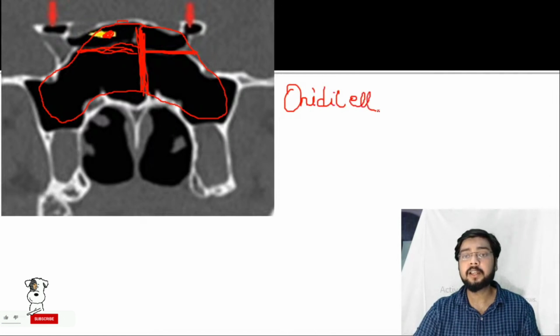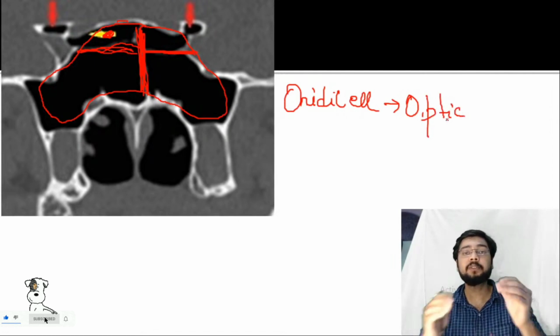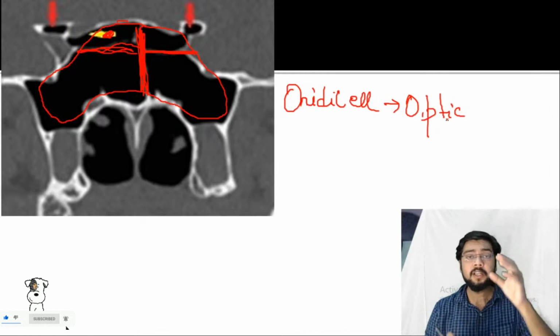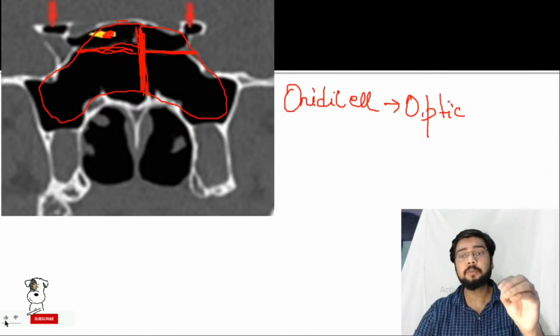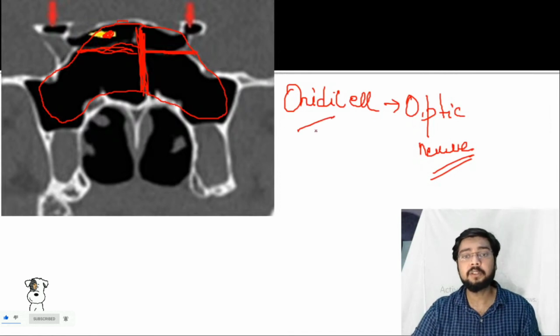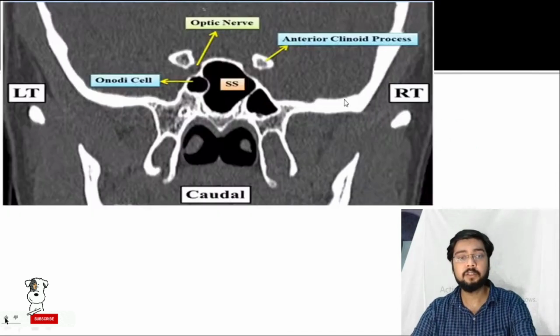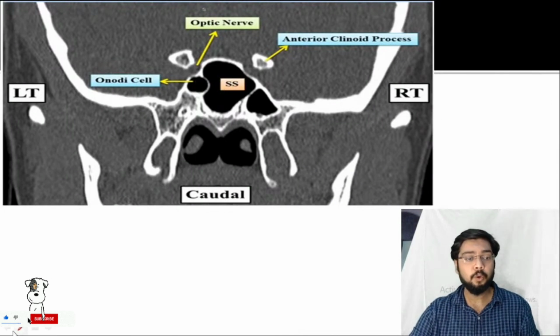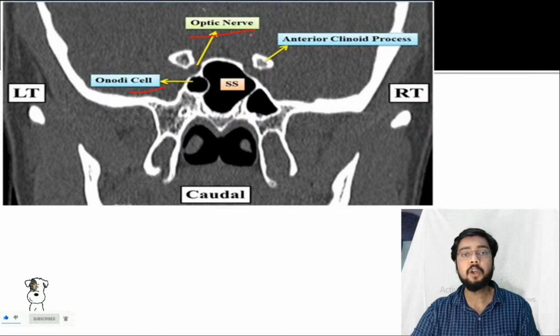And why is it important to know the Onodi cell? What is the importance of Onodi cell? Because it is related to the optic nerve, right? Relation with optic nerve means, if you are doing functional endoscopic sinus surgery and if you by mistake injure this optic nerve, you will be sued medico-legally. They can sue you medico-legally. So you have to prevent optic nerve injury. That is why you have to know whether Onodi cell is present or not. Here also, if you see, this is your Onodi cell that is there in relation to the optic nerve. This is your sphenoid sinus.